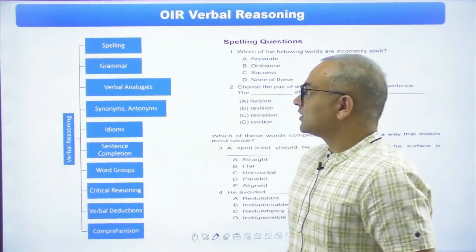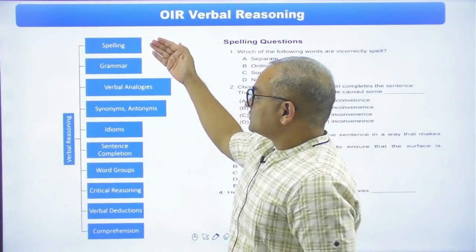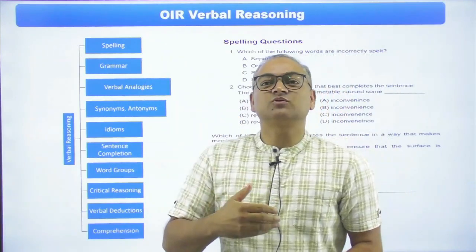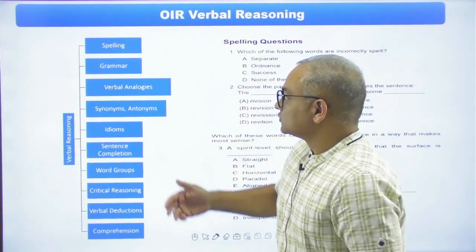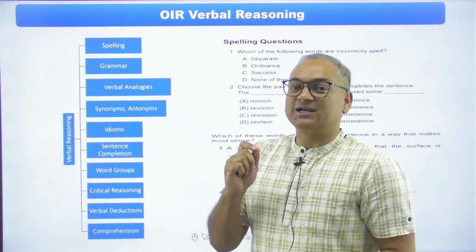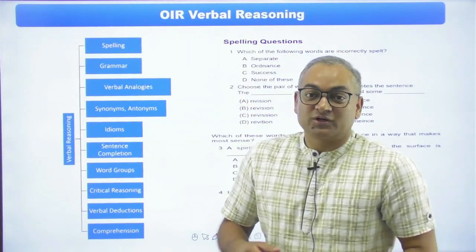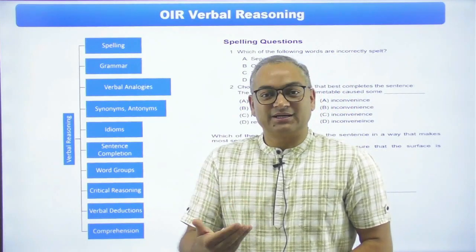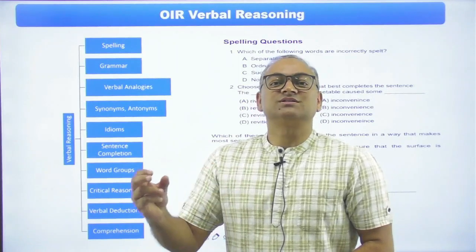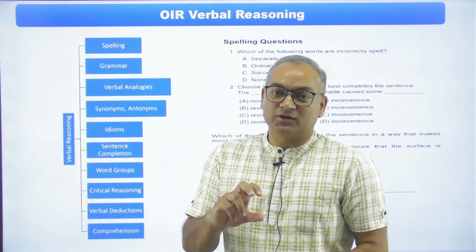In the OIR verbal reasoning, the question could be based on spelling. These are to test the understanding of the language. So spelling could be: what is the right word, or which word is rightly spelled. And then questions could be based on grammar. So what is the grammatical mistake in a particular sentence, or two or three sentences are given, or maybe a few jumbled sentences could be given. So grammatically you have to arrange them.